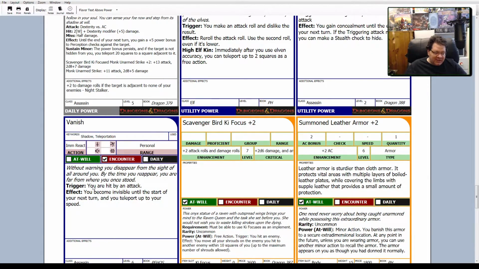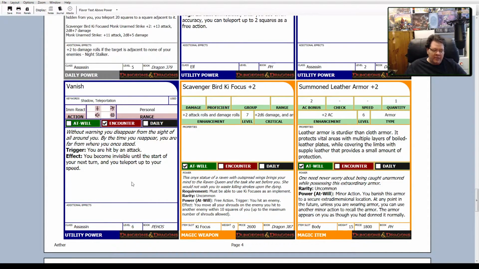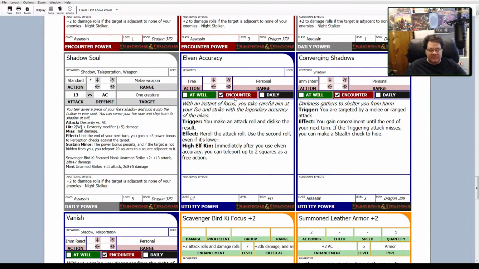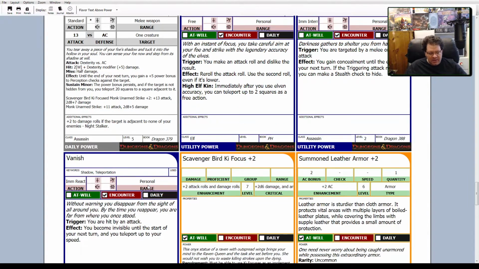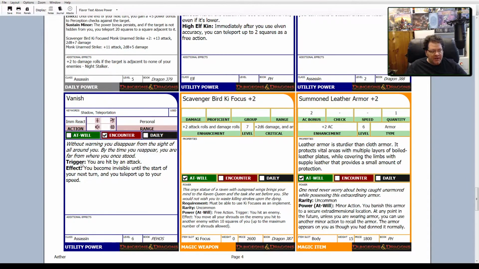And then the final encounter ability, the blue cards, by the way, are utility powers, and they can be at-will, encounter, or daily. In this particular instance, I picked all encounter powers because they tend to be useful. Trigger, if I'm hit by an attack, I become invisible until the start of my next turn, and I teleport up to my speed. So I just built a bamfing assassin, and I really like it.